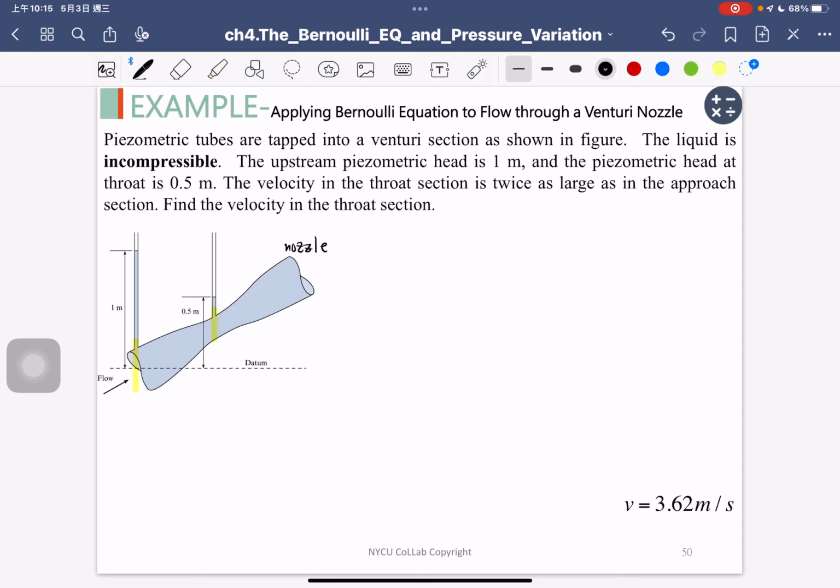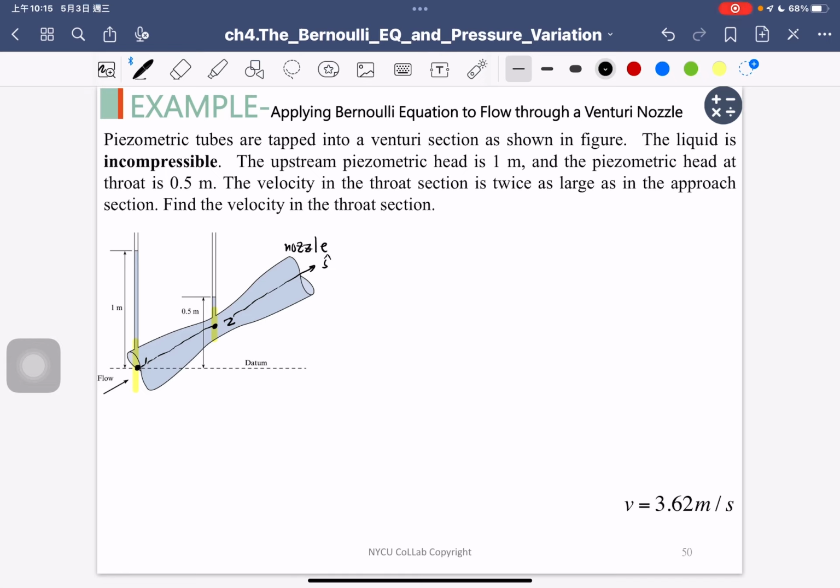So we may pick out one point here. We call that point 1, and we pick out another point in here, which is point 2. And for this case, we should check maybe along the center line, which is our streamline. So this is our streamline. We have the streamline, and the two points I pick are located on the same streamline.